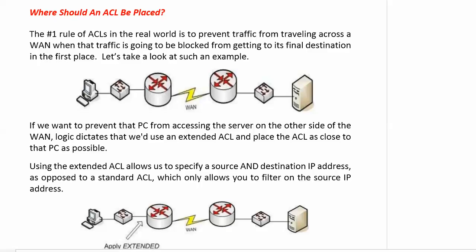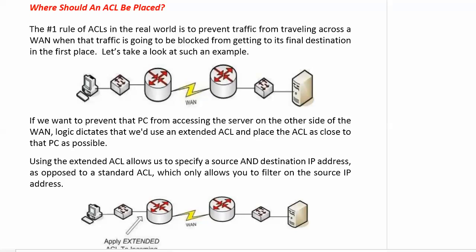The number one rule of ACLs in the real world is to prevent traffic from traveling across a WAN when that traffic is going to be blocked from getting to its final destination in the first place. You really want to terminate traffic as early as you can. Even if this was not a WAN, let's say the traffic was going to go through 2 routers or 3 routers on a broadcast network. Well, there's no use in having the routers process packets and forward them if at the end of the line they're going to get dropped anyway. So this is where the confusion came in, because of course, logic says, hey, we want to stop the traffic as soon as possible so it's not going across links and it's not taking up bandwidth unnecessarily.